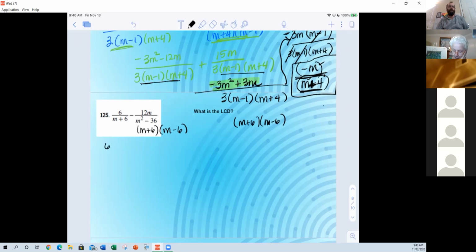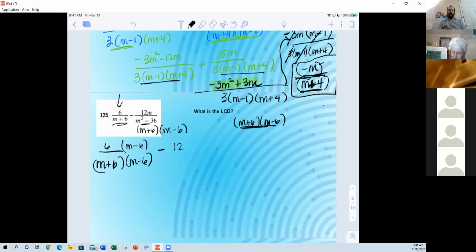Okay, so now I'm working with the 6 over m plus 6. And what are you telling me to do with this first term? You tell me what to do with it. What do I do with it? With a 6? 6 times what? We've got to make it the same on both sides. So that would be m minus 6, m minus 6. I said something different. I thought we were trying to make the 6 and the 12m the same. No, what we're trying to do is get the denominators to be the same, right? So we're trying to get both of these to look the same. Okay, now that makes sense.